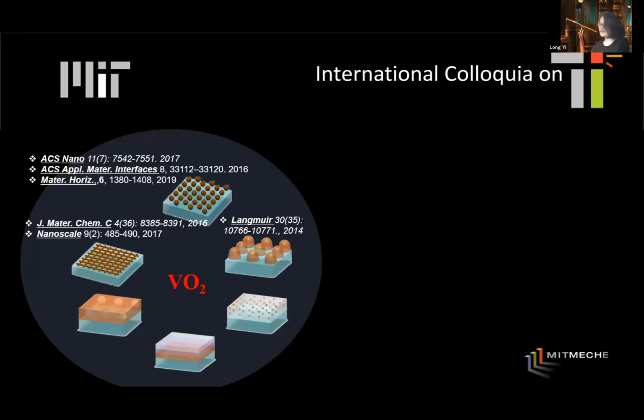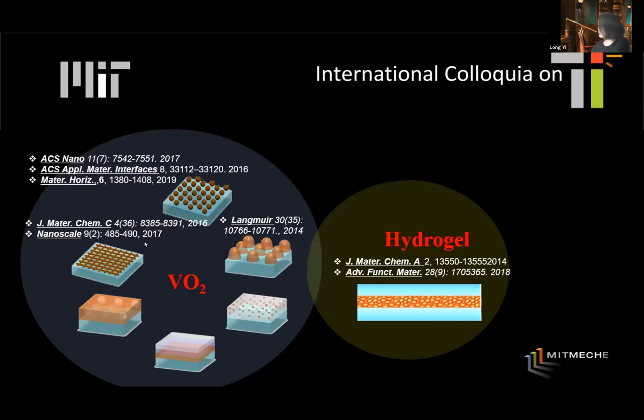These are actually what we have contributed to this community. In vanadium dioxide, we have contributed a few ideas such as biomimetic mosaic structures, photonic crystal structures, and graded structures. And with hydrogel, we're the first in this community to introduce this organic material into the smart window.